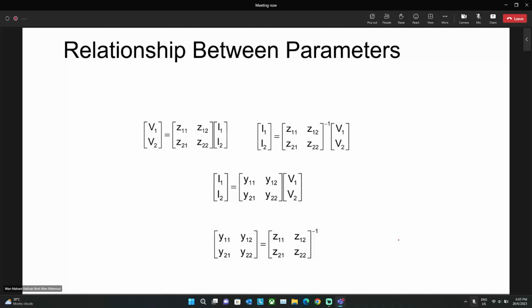Semalam saya bagi tahu method pertama by definition. Method kedua, kalau you nak pakai boleh guna mesh ataupun nodal untuk X dan Z dan Y parameter. Dan lagi satu adalah kita dapatkan parameter yang ditanya based on parameter lain yang kita tahu.